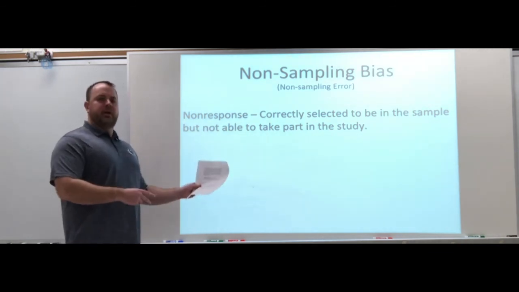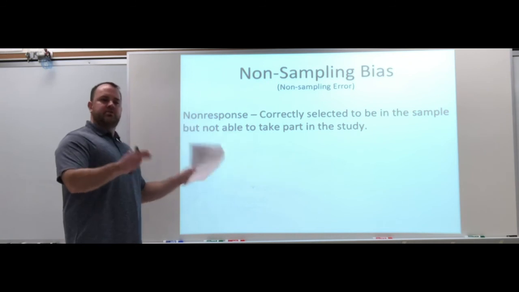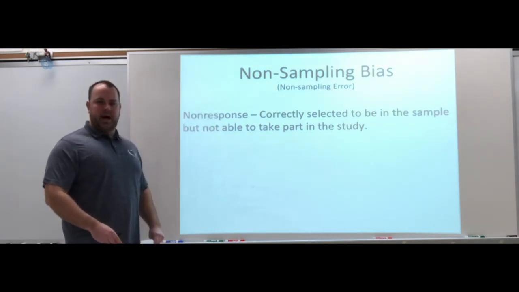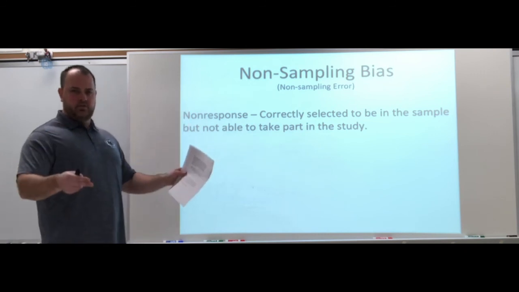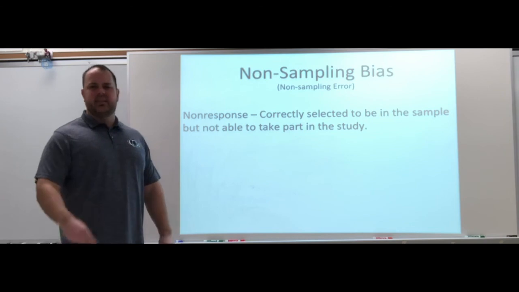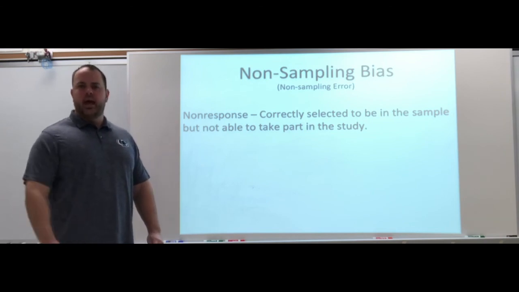So sampling error is when your sample does not represent the population. A non-sampling error, non-sampling bias, is when your sample is good, but unfortunately, for whatever reason, we're not getting the answers we need to answer some of our questions to get some useful data.